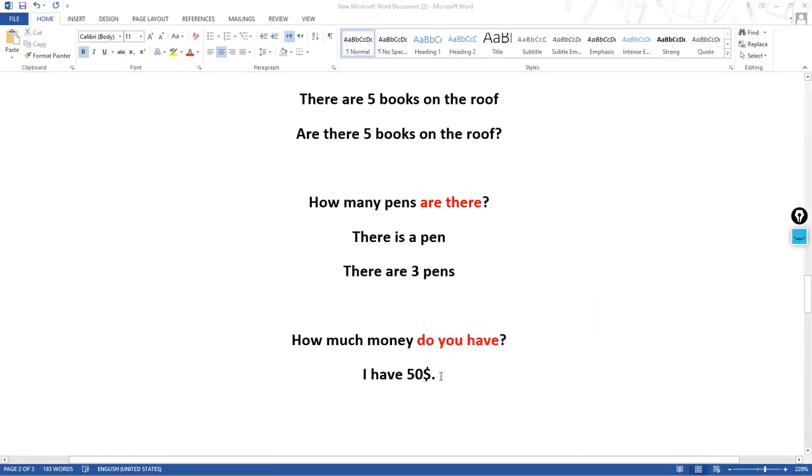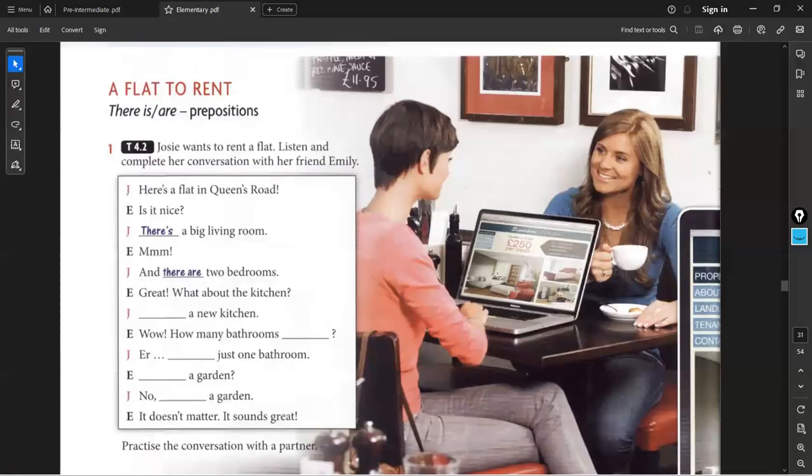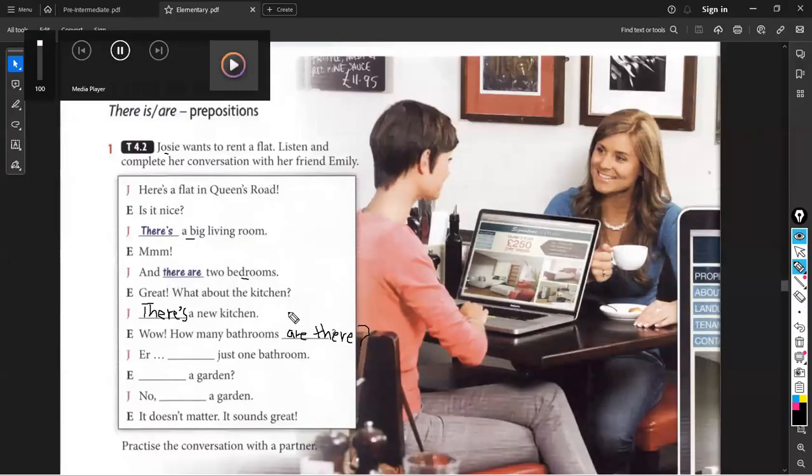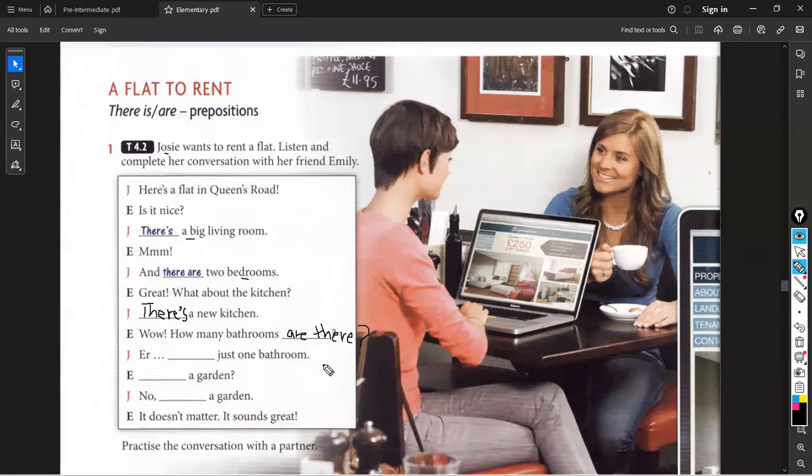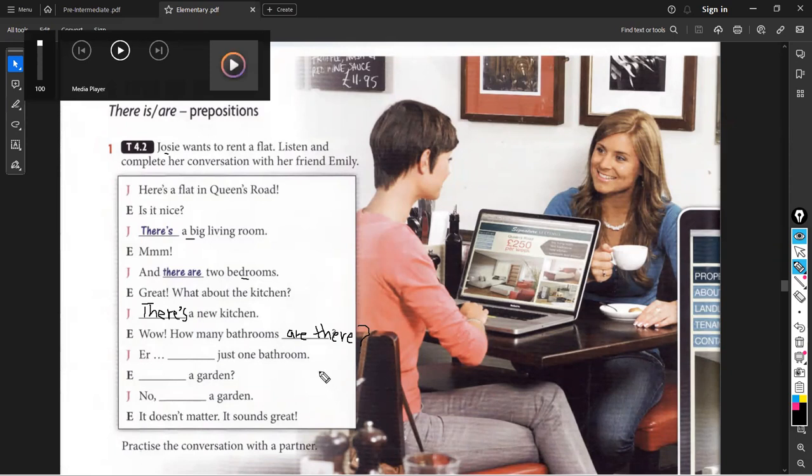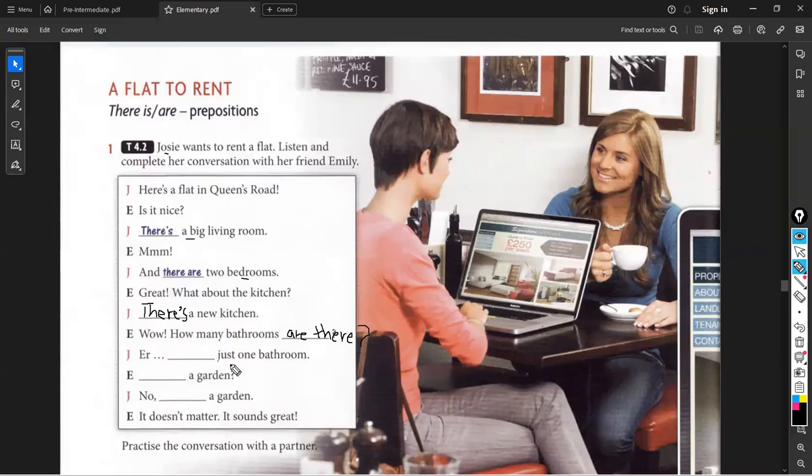Okay, let me now go back to the book. We said, how many bathrooms are there? And don't forget the question mark. Let's go back to complete solving the exercise. What about the kitchen? There's a new kitchen. Wow. How many bathrooms are there? There's just one bathroom. Why is it there is, guys? Because it is one bathroom. So, please, there is or there's. Because it is single, I have to say there's.